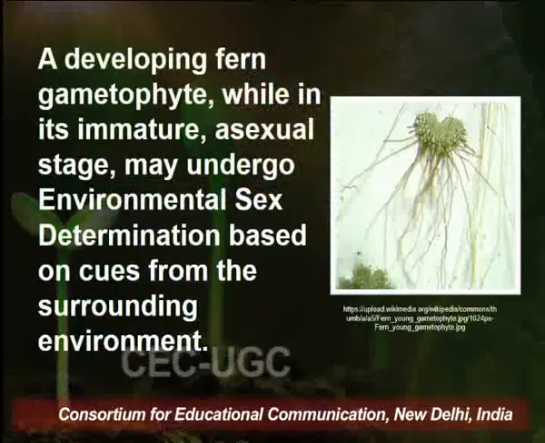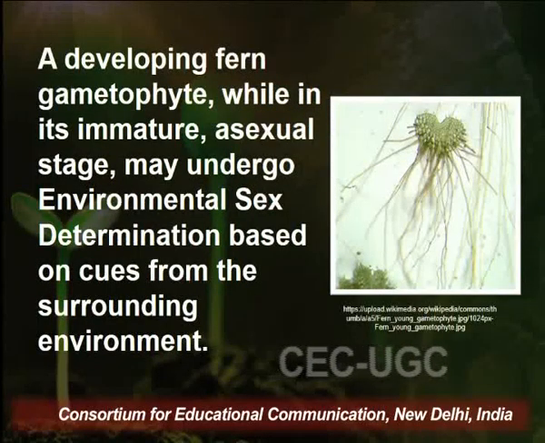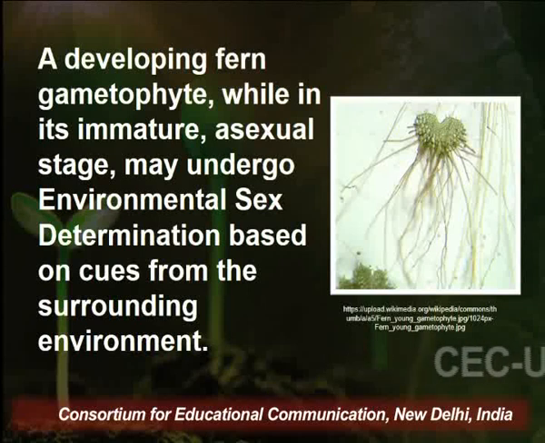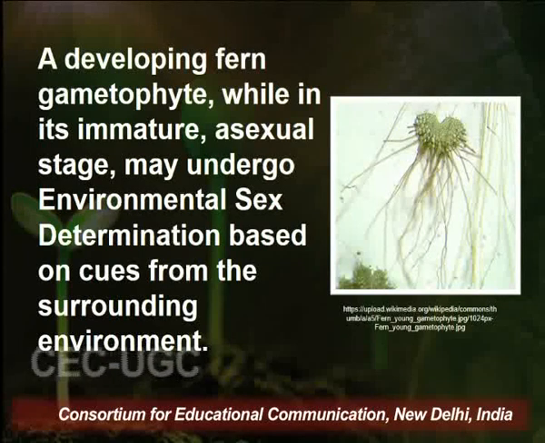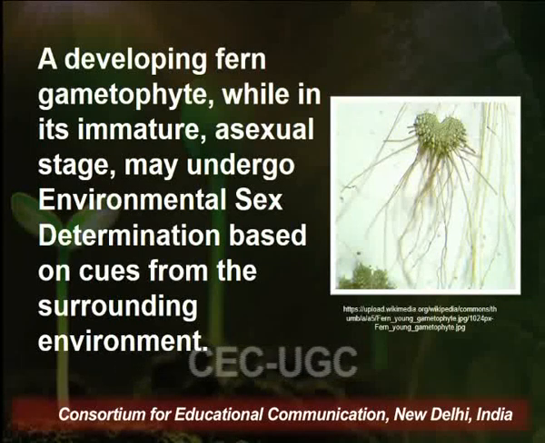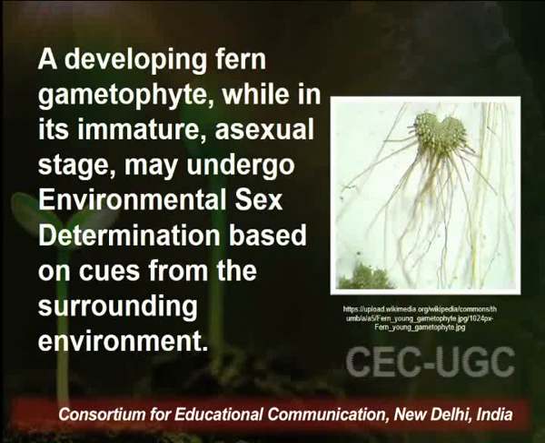On your screens you would find a fern gametophyte which is immature and at an asexual stage, and the cues given by the surrounding environment would determine the direction of the sex. A similar situation occurs in the horsetails, that is Equisetum, which is also called the puzzle grass, and the wild populations tend to be again female biased because there are more females. So what really happens is it depends on the photon irradiance.